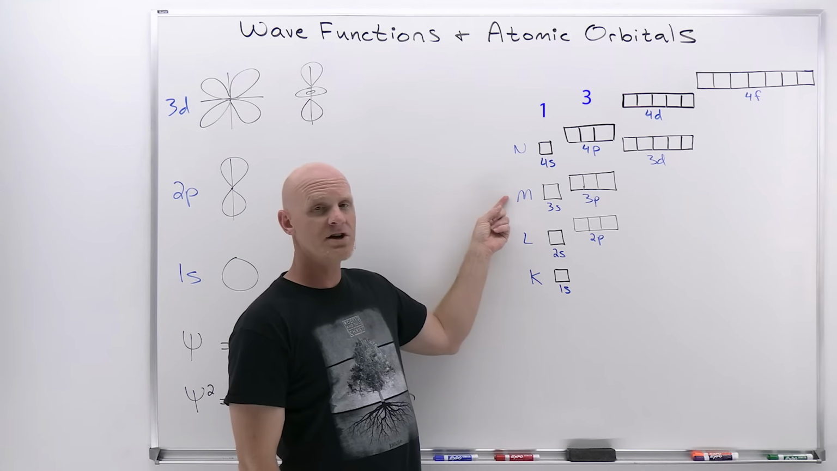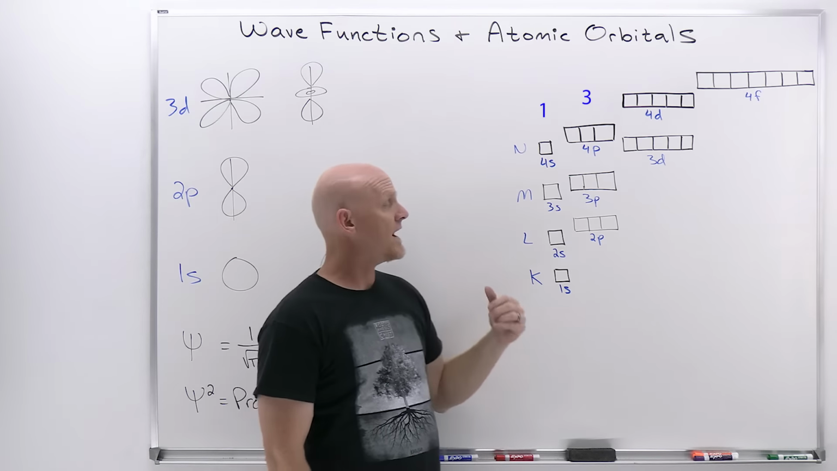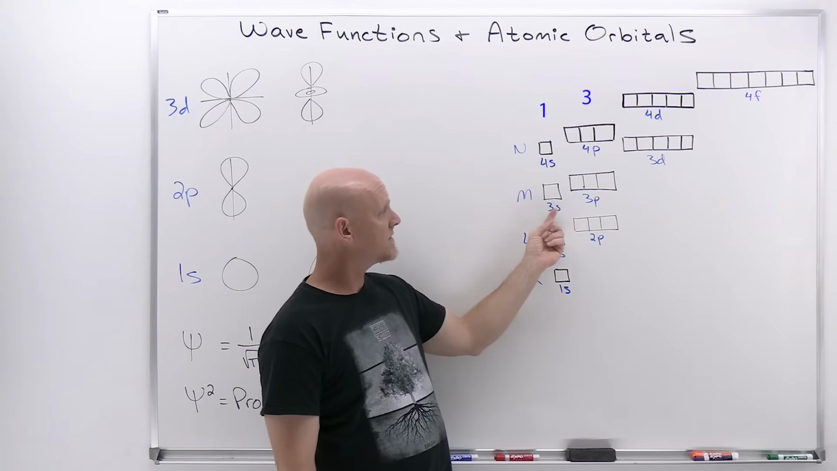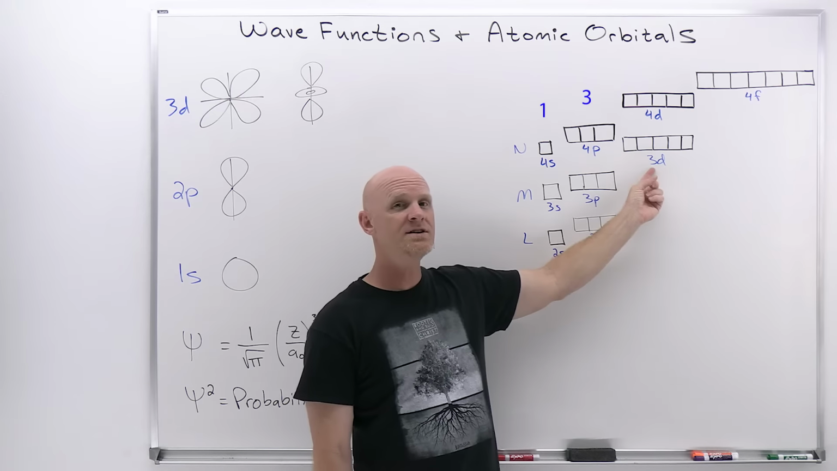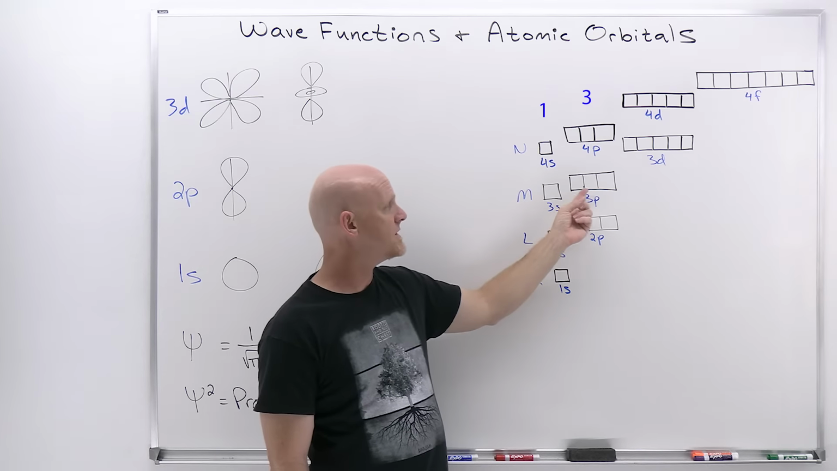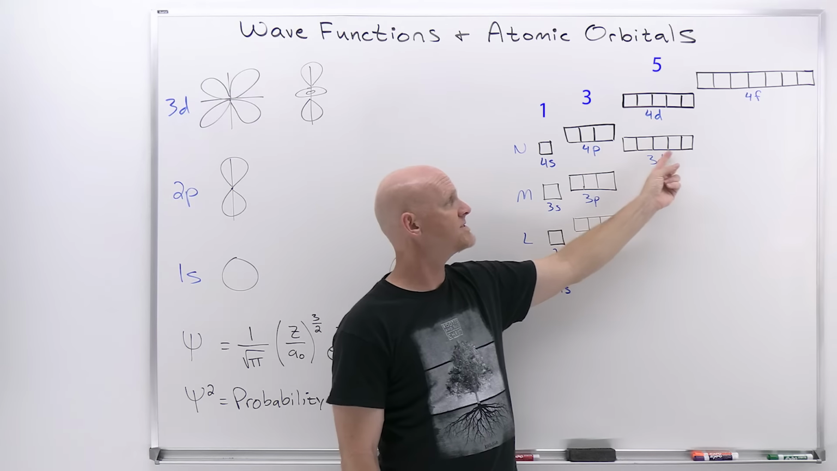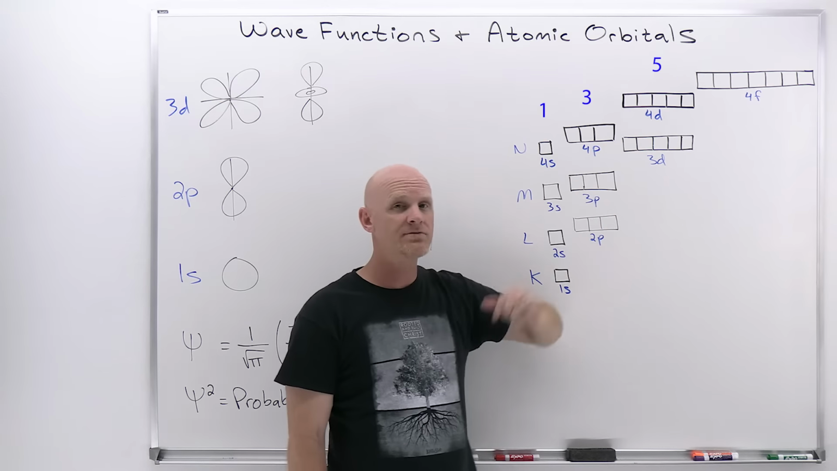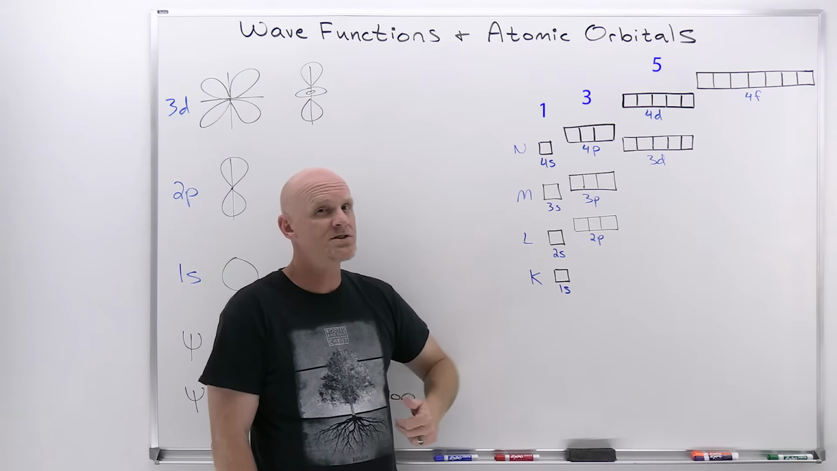So then your third shell, sometimes called the M shell, has 3 different kinds of orbitals, 3 different subshells: the 3s subshell, the 3p subshell, and the 3d subshell. And notice where there's only a single s orbital, there are 3 p orbitals, and there are 5 d orbitals. Notice they're counting on the odd numbers, 1, 3, 5, for the number of orbitals in each of those subshells.